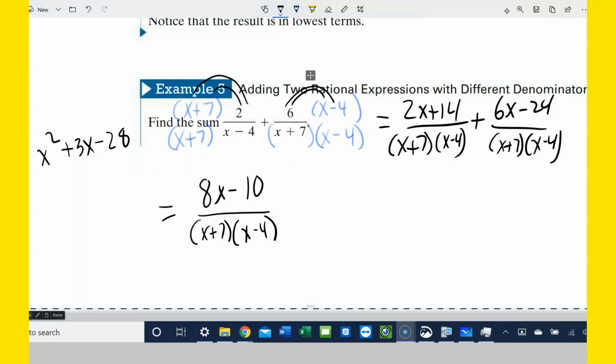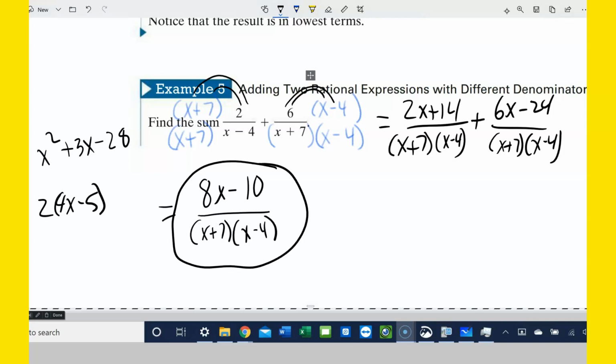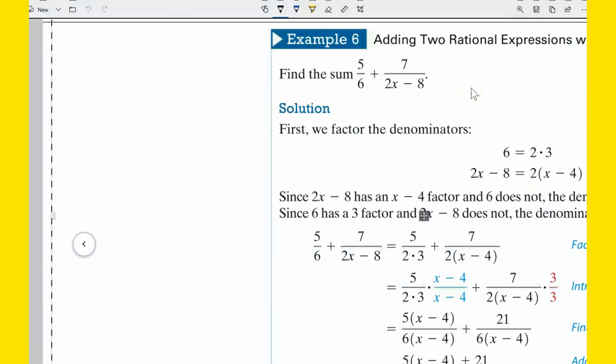You might think to yourself, is there anything I can do to reduce this? Maybe I can factor the top. Maybe it'll reduce. So you could try. I can take out a GCF on top. The GCF there would be 2. And it leaves me with, I'm sorry, 4x minus 5. But that doesn't allow anything to cancel with the bottom. Therefore, the factoring didn't help me reduce anything. So I'm just going to leave the answer as it is because there's no reducing to be done. Okay. All right, let's look at this one.